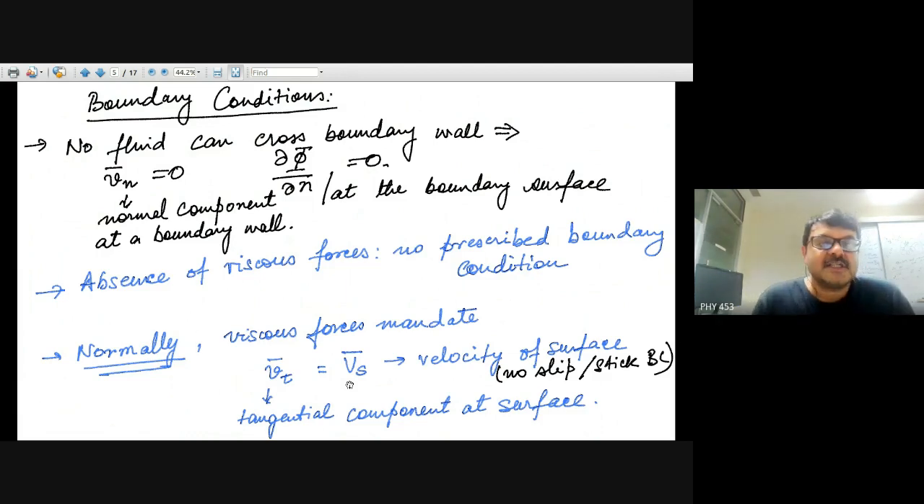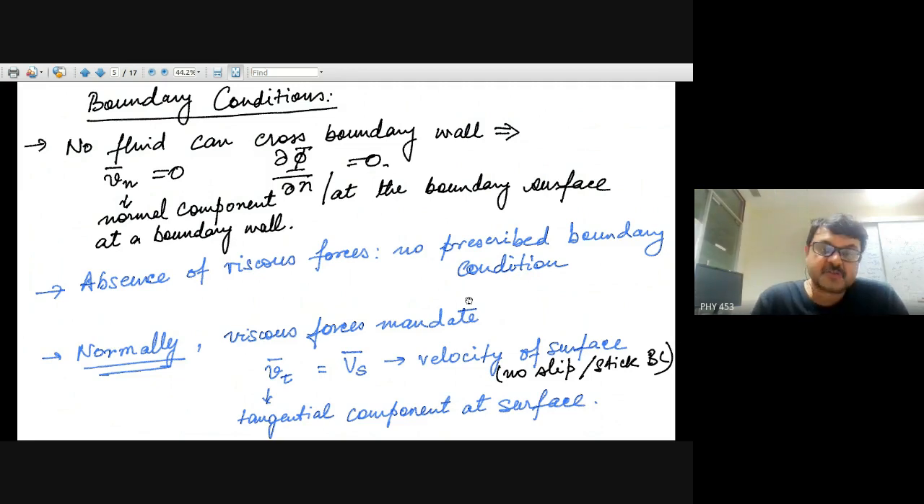The simple boundary conditions will be, if there are any boundaries, then nothing can cross the boundary wall. Which means that the normal component of the velocity at a boundary wall will be 0. The normal component of the velocity will be del phi del n, the grad in the n direction, the component in the normal direction, and that will be equal to 0 at the boundary surface. In the absence of viscous forces, we cannot have any prescribed boundary condition for the tangential component.